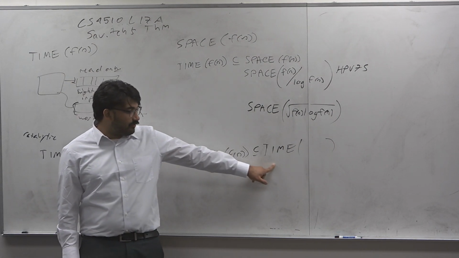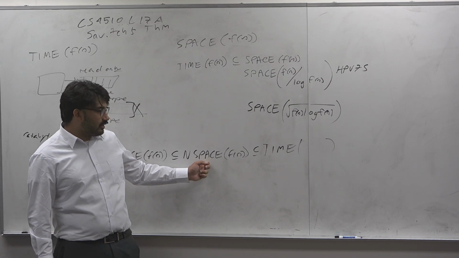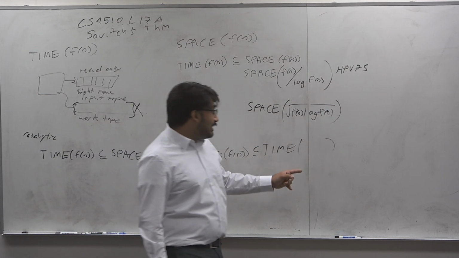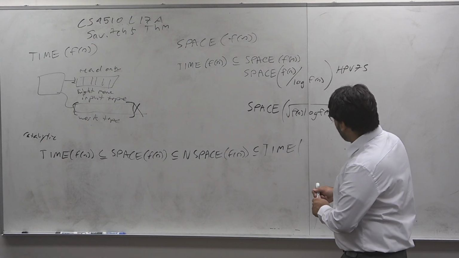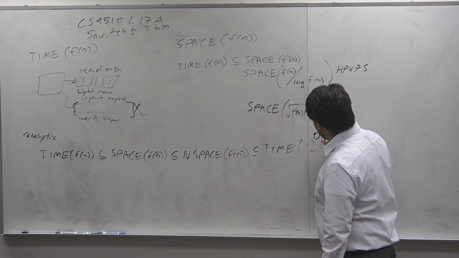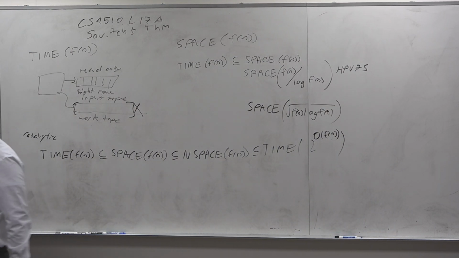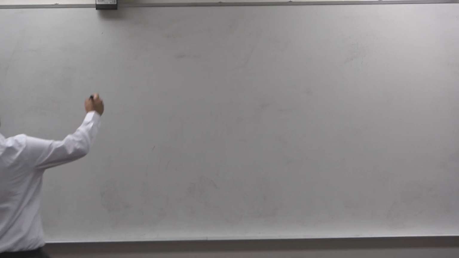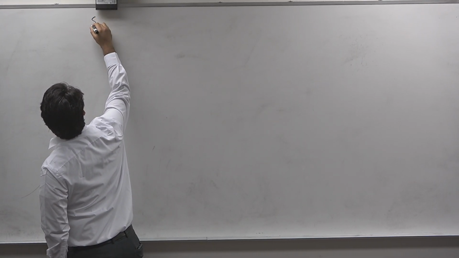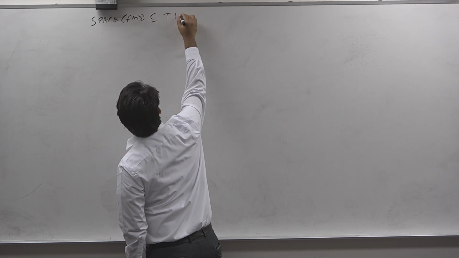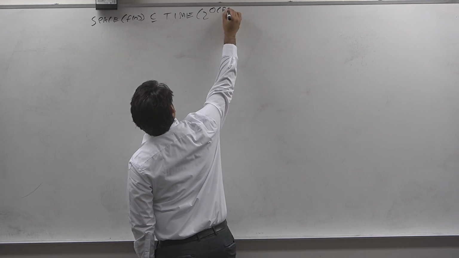Now we are going to show that every non-deterministic space machine, which uses f of n cells of its tape, can be simulated deterministically in time 2 to the O of f of n. Okay. Before we do that, let's just do the deterministic version. The proofs are a little different, which is why I want to do them separately. Why is it the case that space of f of n is contained in time 2 to the O of f of n?